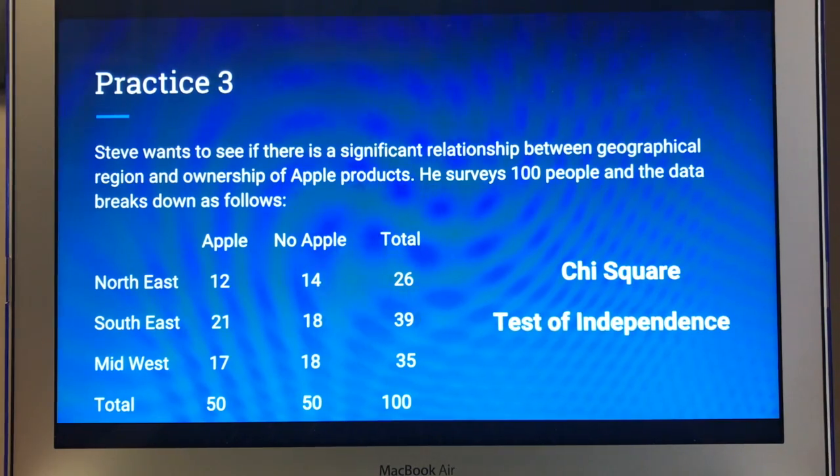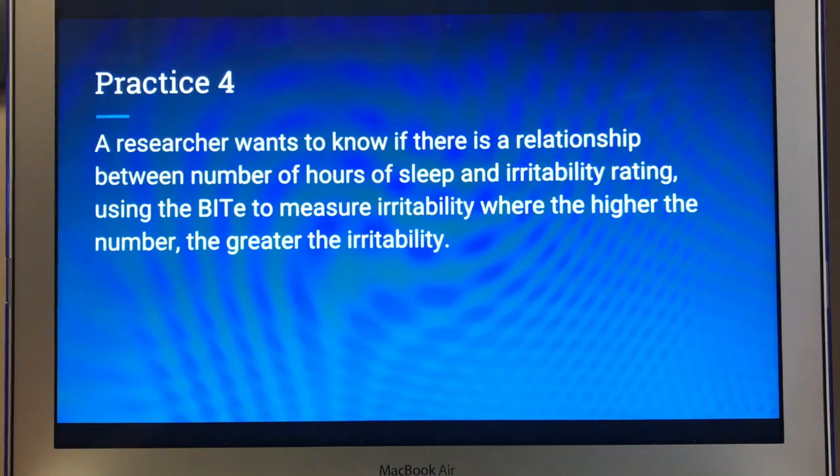So this is the test of independence. The reason why this is that form of chi-square is because this tests whether 2 categorical values are related or not. So we are looking to see if there is a relationship between Apple product owners and the region where they live. They're both categorical, and that makes this a non-parametric test. Therefore, it's a chi-square test of independence.